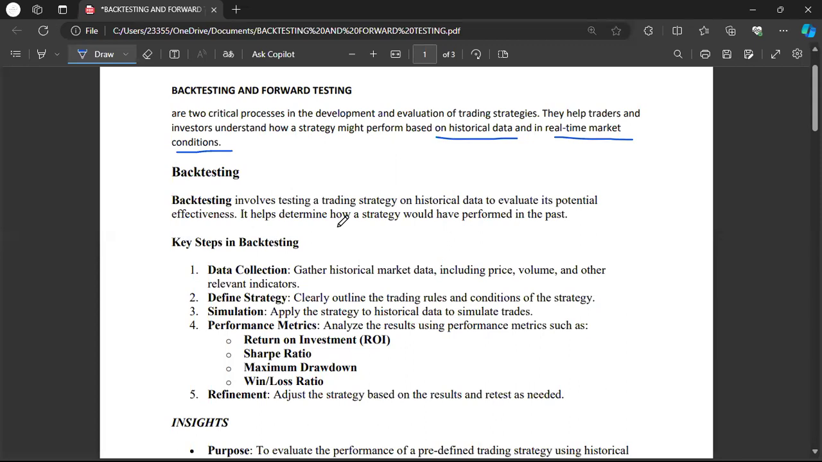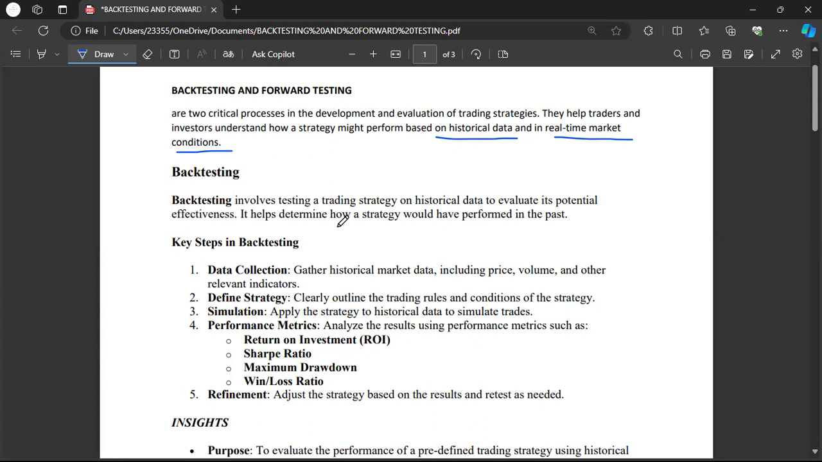Now, let's look at some key steps in actually doing backtesting. One is data collection. Data collection means gathering historical market data, including price, volume, and other relevant indicators.